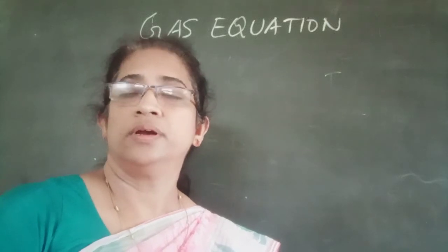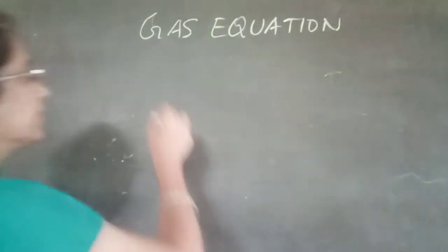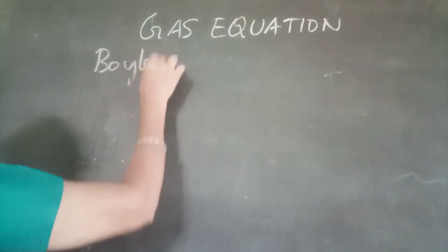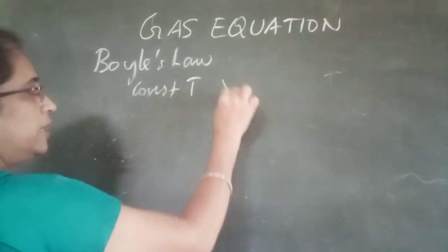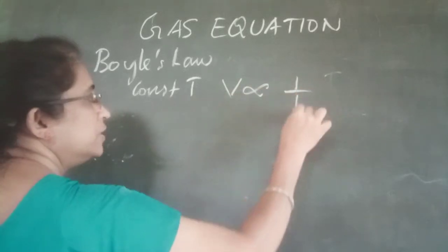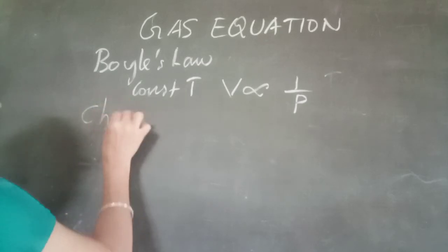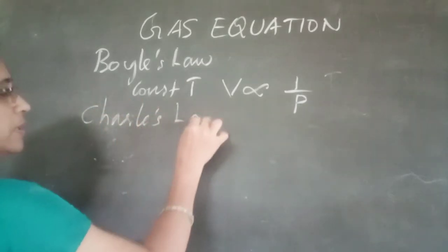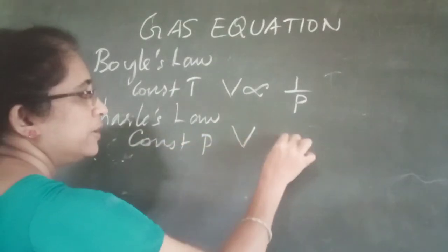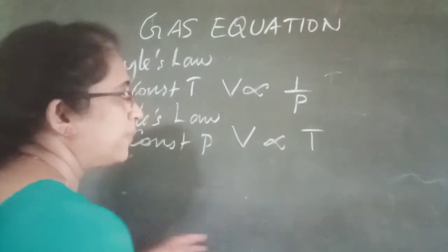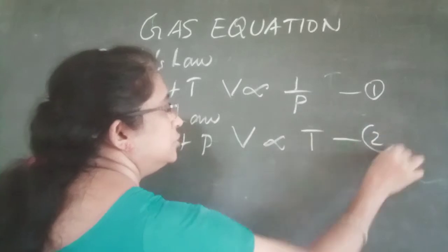State Boyle's law. Boyle's law states that at constant temperature, the volume of a given mass of gas is inversely proportional to pressure. And state Charles law. Charles law states that at constant pressure, the volume of a given mass of dry gas is directly proportional to the temperature. Equation 1 and equation 2.